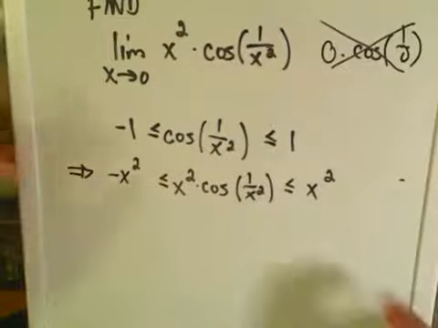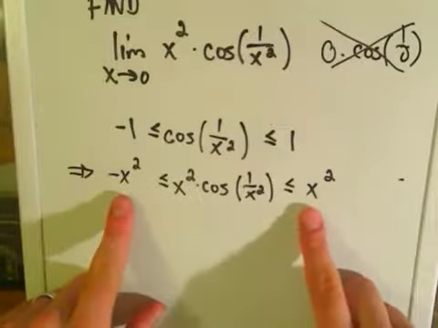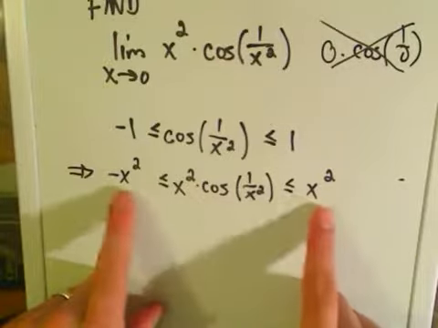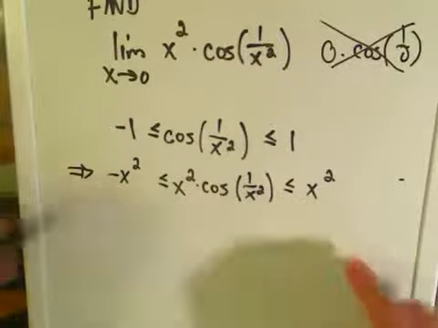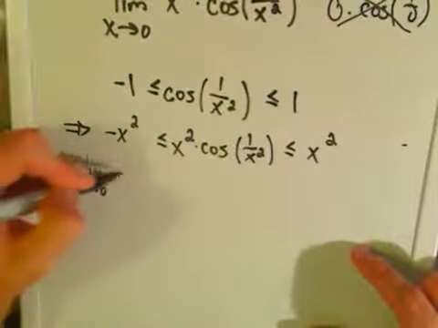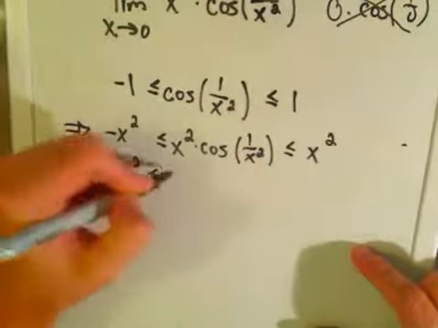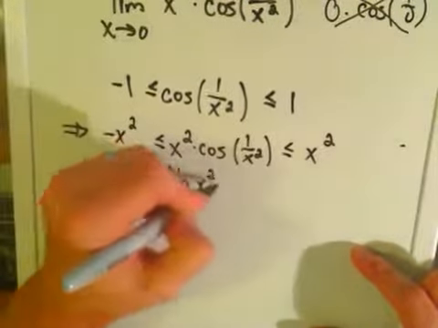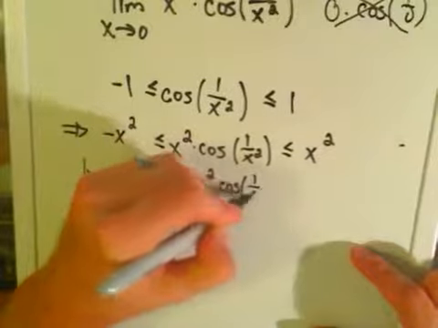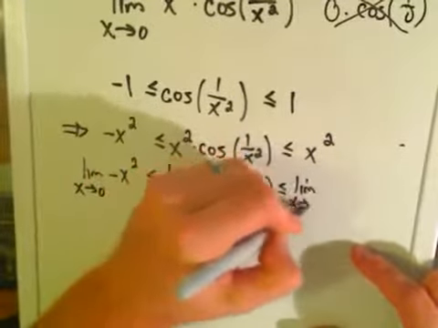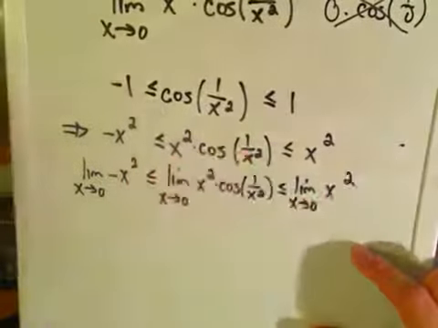Okay, so in the last problem, we were kind of given the outside functions. The middle part was squeezed in between. In this problem, we have to come up with them on our own. Okay, so sometimes that'll be the tricky part. But now we notice that the limit as x approaches 0 of negative x squared will be less than or equal to the limit as x approaches 0 of x squared times cosine of 1 over x squared, and that's less than or equal to the limit as x approaches 0 of x squared.